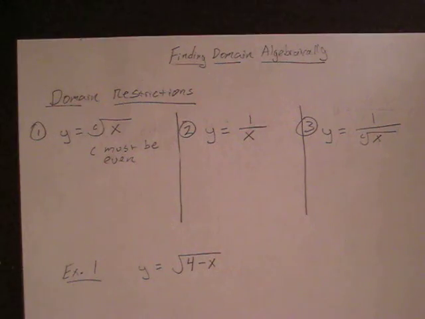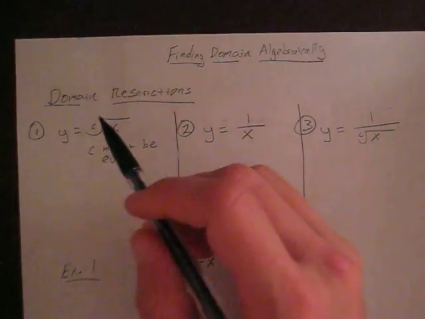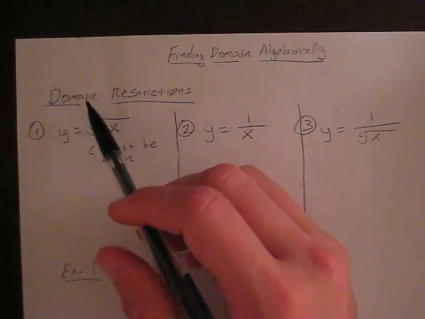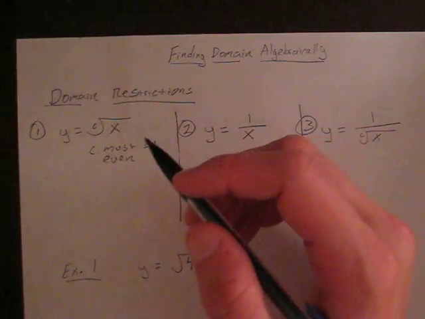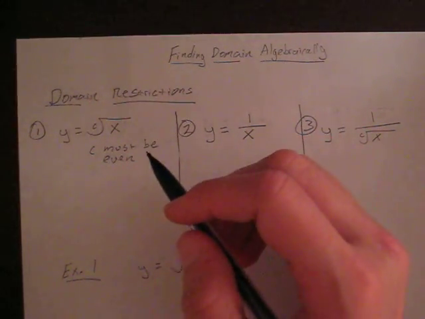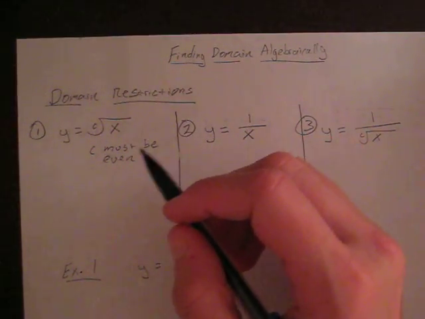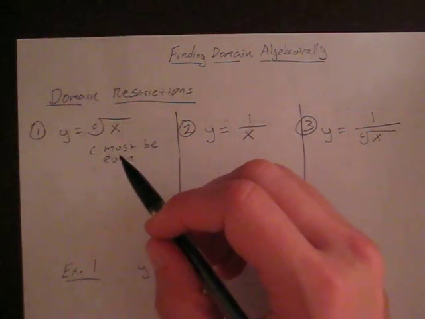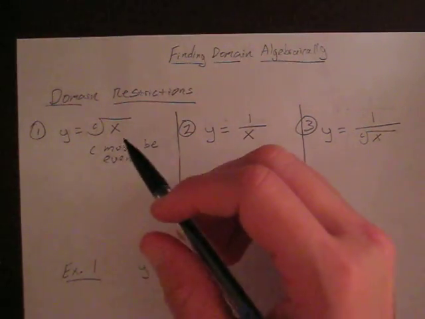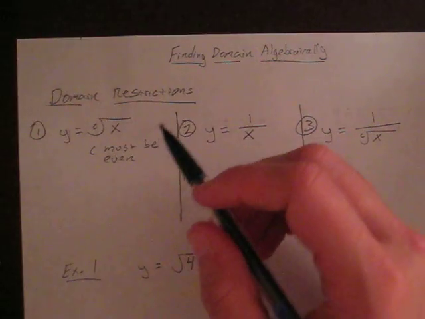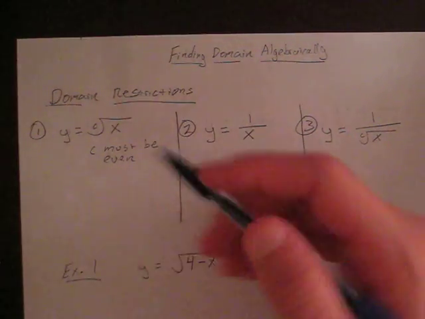When you find domain algebraically, there are really just two types of domain restrictions that you need to look for. You just have to recognize them and remember what to do. And we talked about in class about graphically why these are the restrictions. So ask me if you want to know why, but this is what you do and how you do it.